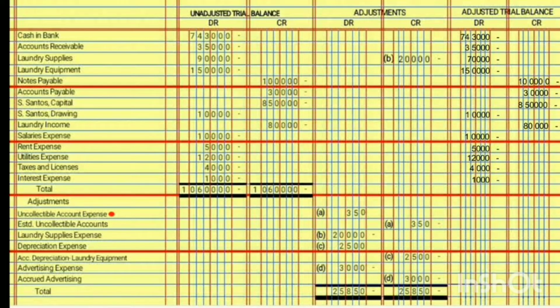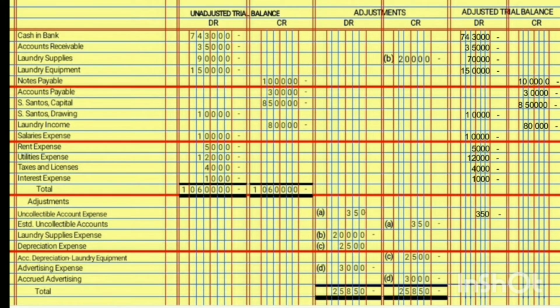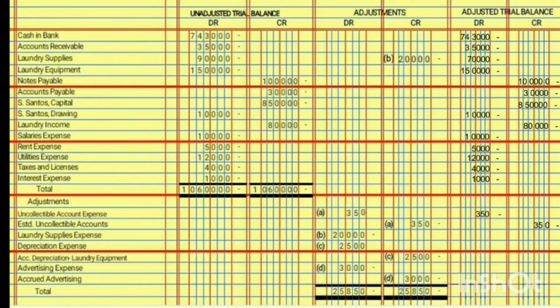Next, we have uncollectible account expense of 350 debit. So, ang gagawin natin dito is that kukopyahin lang natin to sa adjusted trial balance. Debit siya, so sa debit din natin ilalagay. So, we have 350 debit. Next is estimated uncollectible accounts of 350 credit. Ayan, 350 credit. Next, we have laundry supplies, 20,000 and debit. So, kopyahin natin siya. So, we have here 20,000 debit.